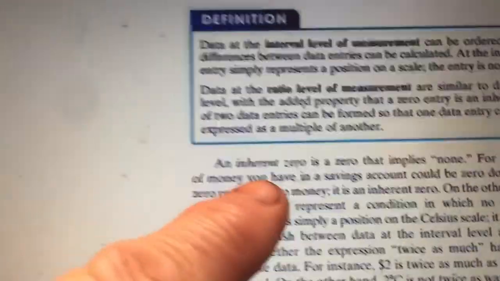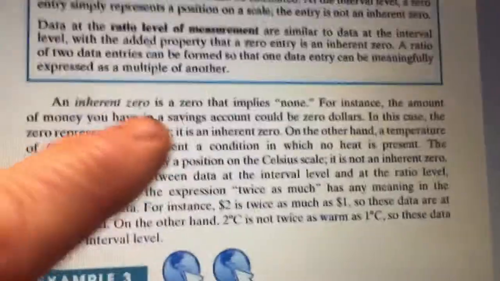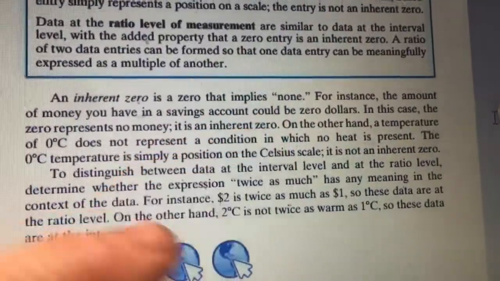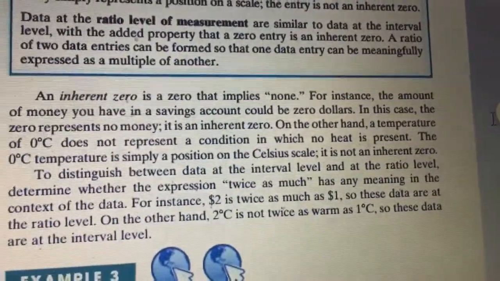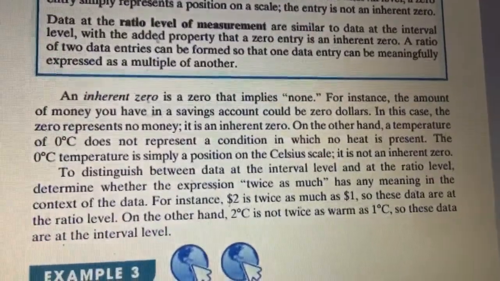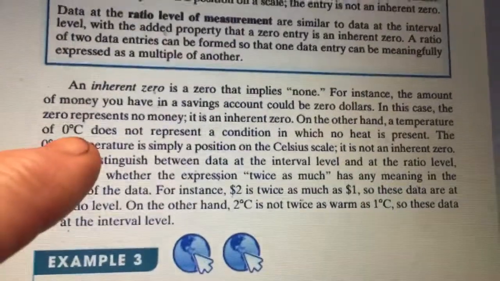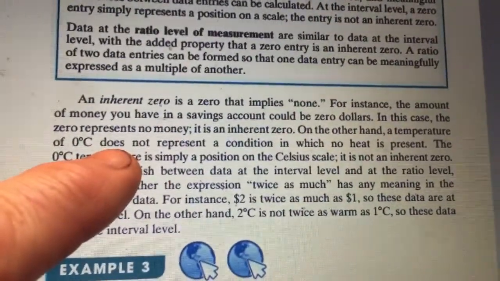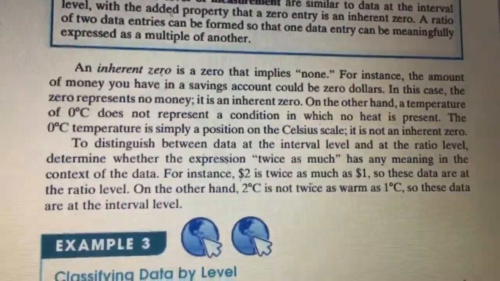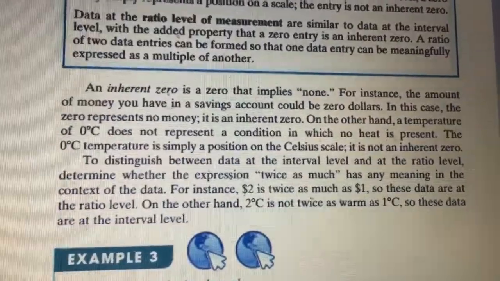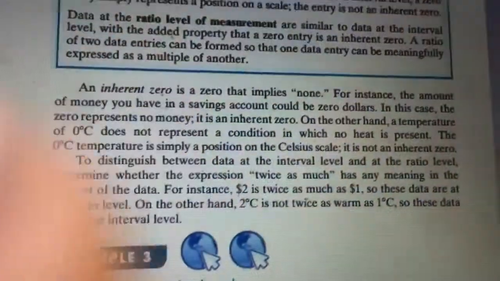And one more thing we see on here, an inherent zero. An inherent zero is a zero that implies none. For instance, the amount of money you may have in a savings account could be $0, which means you have none. So that represents no money. On the other hand, a temperature of 0 degrees Celsius does not represent a condition in which no heat is present. Just because it's 0 degrees doesn't mean there's no heat. There is some heat present, just not much. So that's not really an inherent zero.